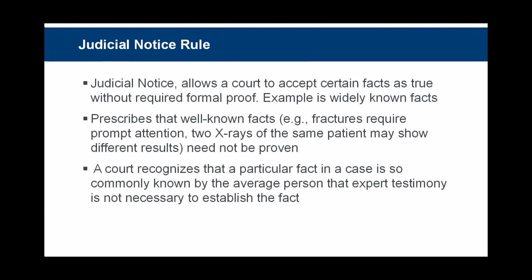Judicial notice permits a court to recognize certain commonly known or undisputed facts as true without the need for formal proof or expert testimony. For example, it is widely accepted that fractures require prompt medical attention or that x-rays of the same patient can yield different results. These are facts so well known and self-evident that requiring additional evidence would be unnecessary. By taking judicial notice of such matters, the court can streamline proceedings, focusing instead on contested issues where proof is genuinely needed.